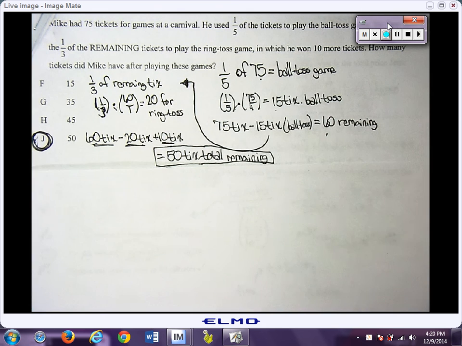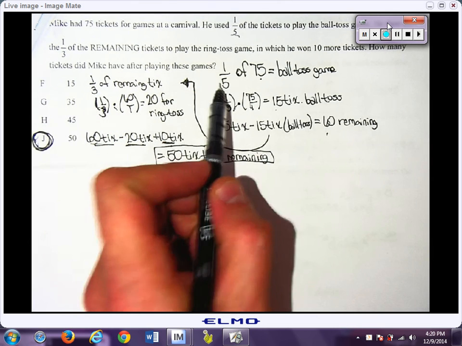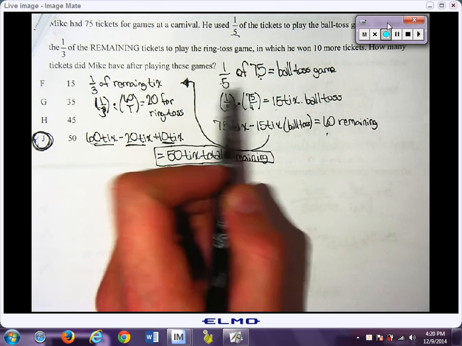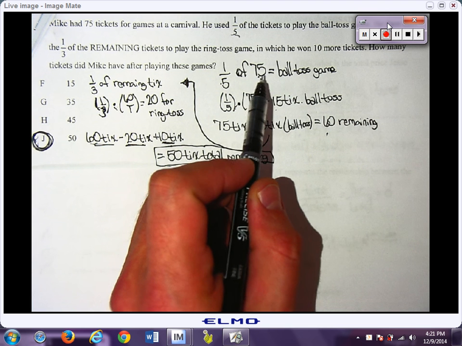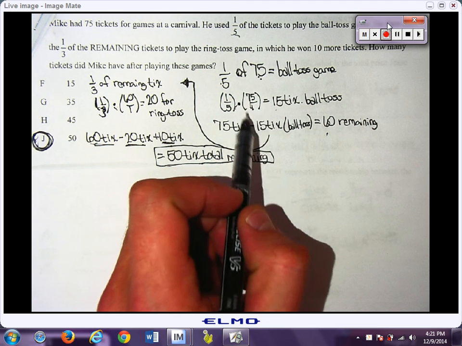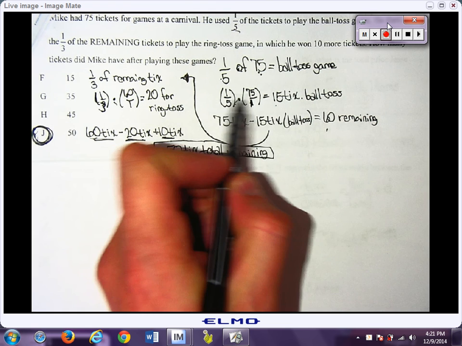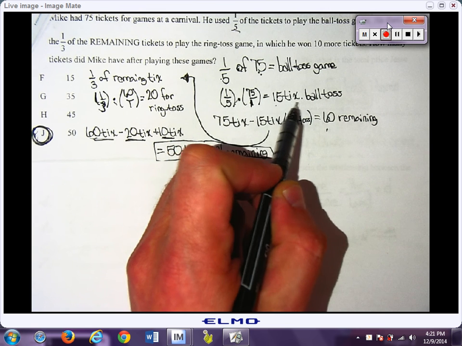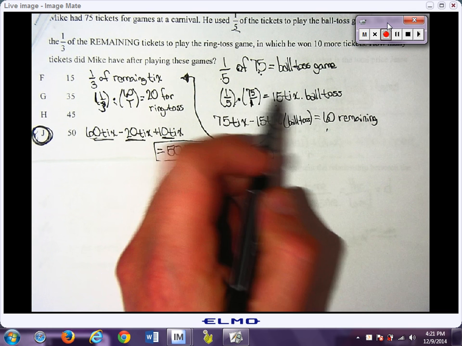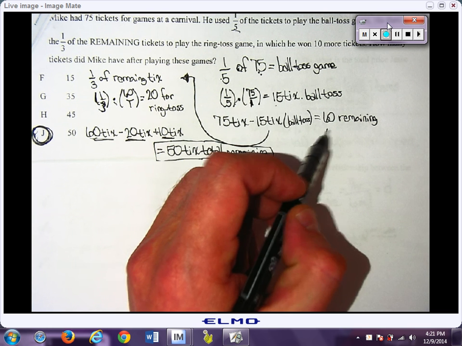So, first of all, he had 75 to start off with. He used 1/5 of them. 1/5 of 75. 1/5 is a fraction. The word "of" means to multiply. 75 then must be turned into a fraction, so we turn it into 75 over 1. This looks like a 4, but it's just a 1. Multiply across the top and across the bottom, and then simplify, and you get 15 tickets that he used for the ball toss. So he went from 75 tickets, he used 15 tickets. That brings him now down to 60 tickets remaining.